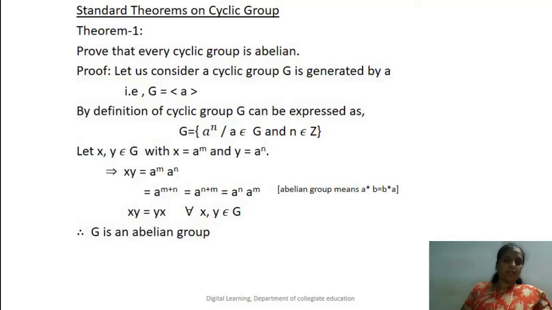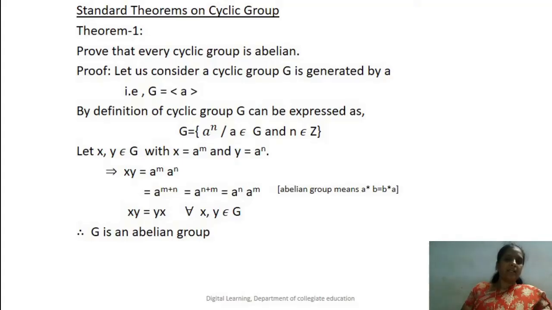Let us take two elements from the group G, that is a power m and a power n. So which implies x and y. Let us go for x into y. So x we have taken as a power m, y is taken as a power n. So multiply, since the bases are the same, we can add up the powers. So a power m plus n, which is equal to, we can also write it as a power n plus m.